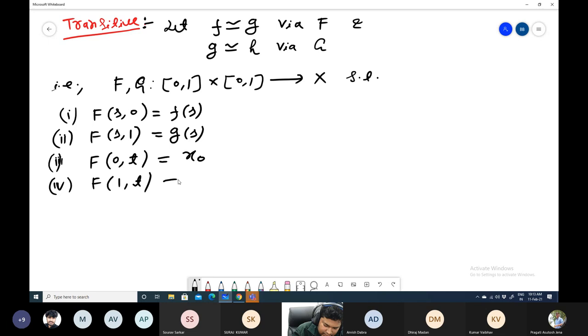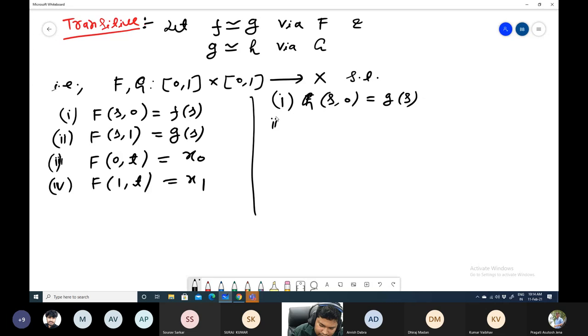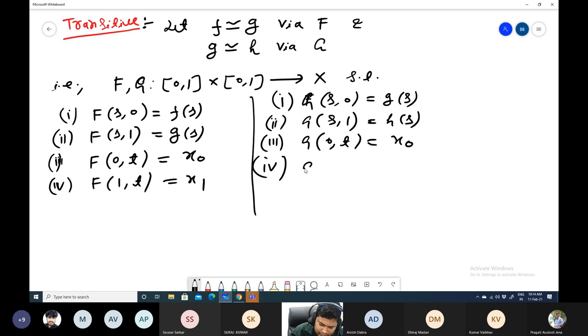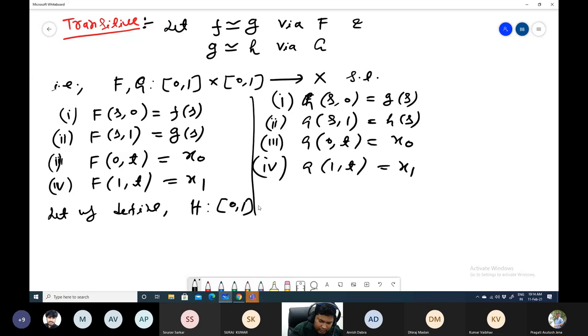And we also have G of s comma 0 equals g of s, G of s comma 1 equals h of s, G of 0 comma t is x0, G of 1 comma t is x1. Now f is homotopic to g, g is homotopic to h. We want to define a map H again from [0,1] cross [0,1] to X in such a way that f will be homotopic to h. Can you give me the definition of H so that it will happen?